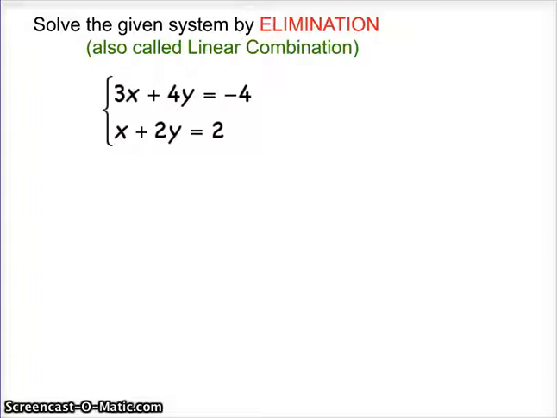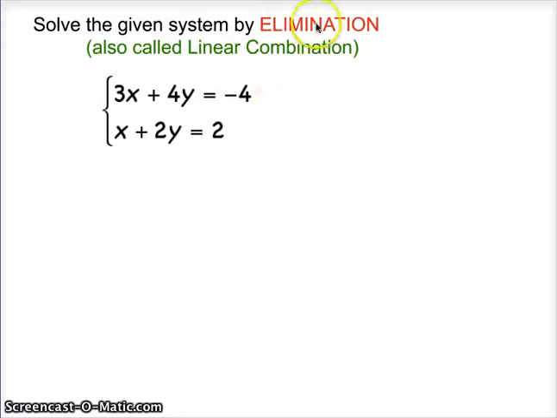This is another method for how to solve a system of equations. It's called elimination, or some books call it linear combination. The main idea is we're going to combine the two equations that we're given in order to eliminate one of the variables. In order to solve for the other variable, substitute back in and find our full solution.